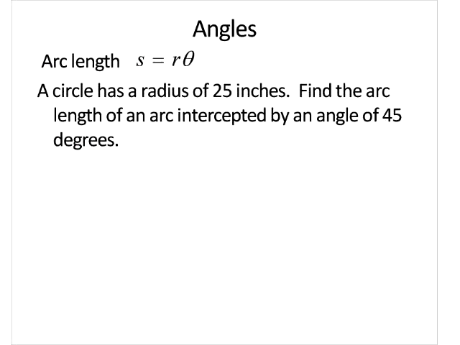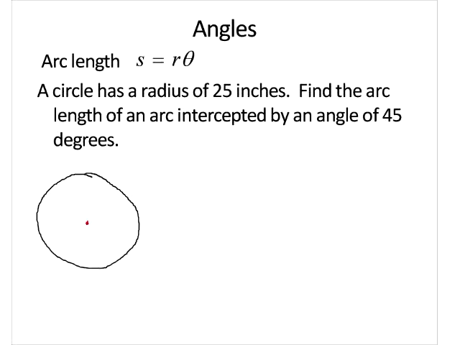Now let's do this one. A circle has a radius of 25 inches. Find the arc length of an arc intersected by an angle of 45 degrees. Okay, a lot of new terminology, but let's just think about it for a minute.